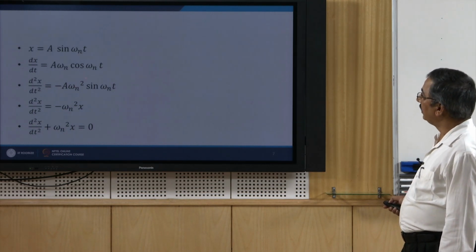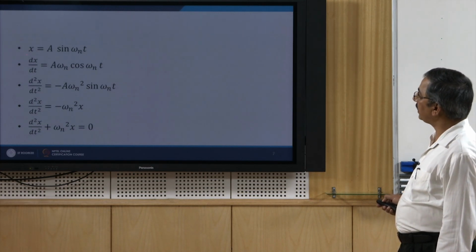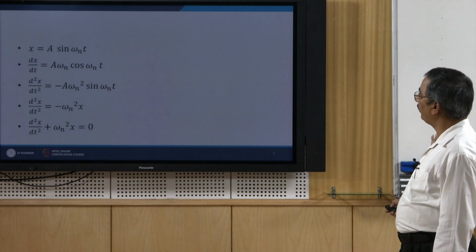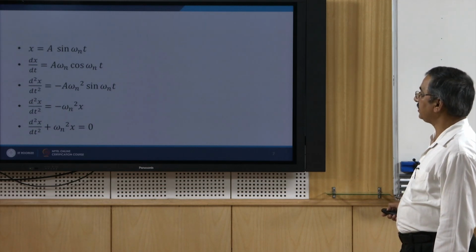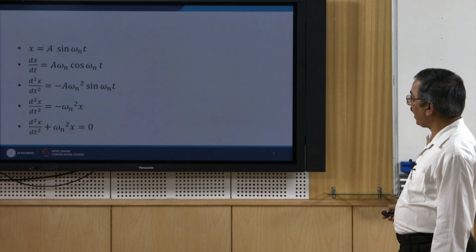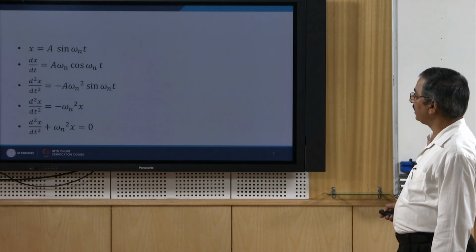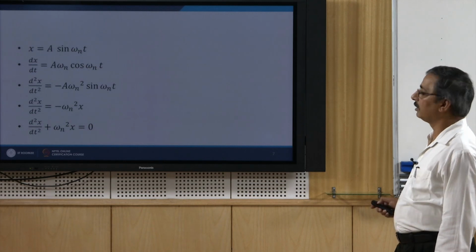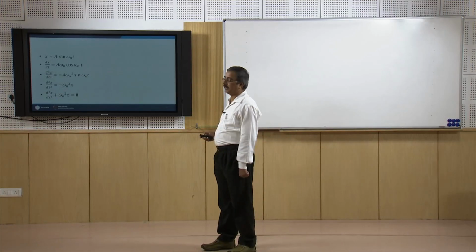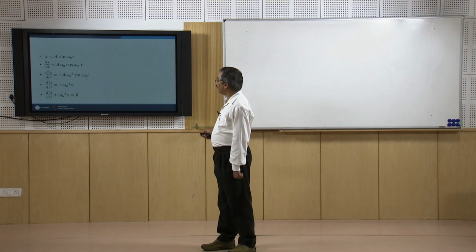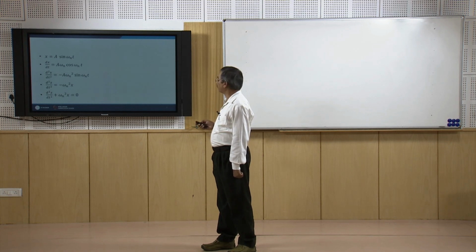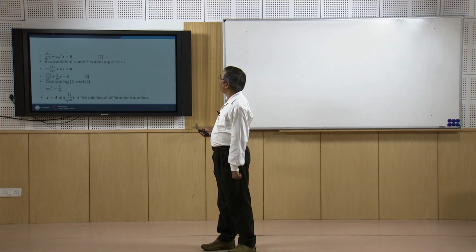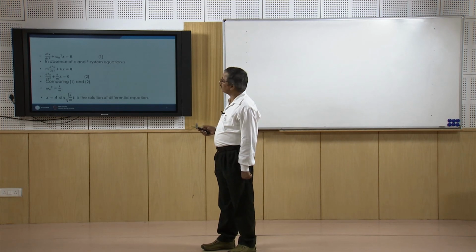Now, here you see that this a sin omega n t is x itself. So, I can put that as x itself. So, here I have minus omega n square x, or I can write the equation d square x by dt square plus omega n square x is equal to 0. So, what I have done basically is that I have derived the system equation from the assumed solution of the expression. So, this is my derived equation from the assumed solution.